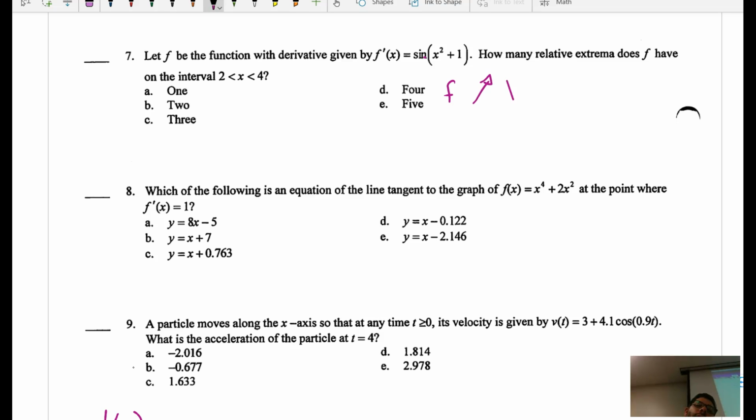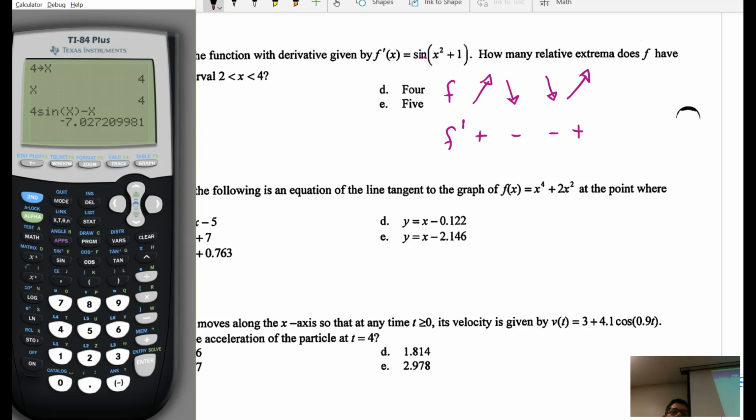So if f goes from increasing to decreasing or decreasing to increasing, how do I know from f prime whether I have a relative max or min? Positive to negative or negative to positive. So then type this function into y equals sine of x squared plus 1.